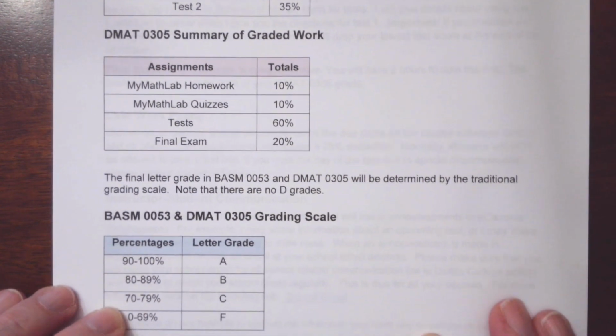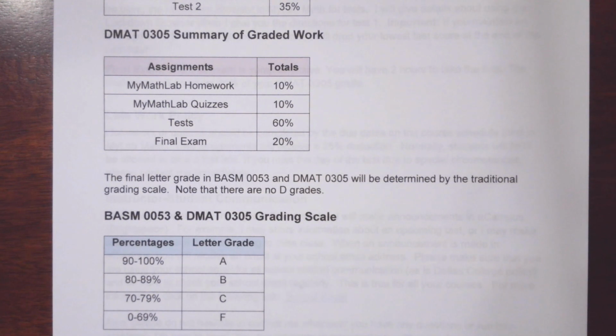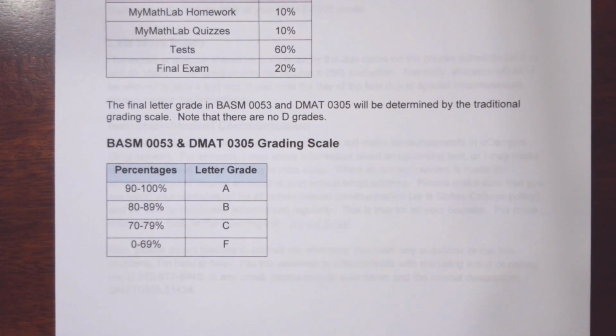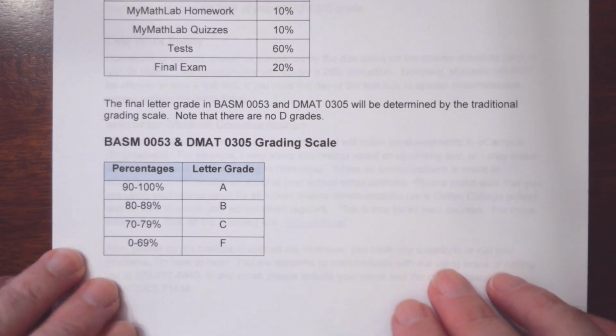What about 0305? Well, notice the percentages are different. This is more in line with what you'll see in a traditional college level math course. So 10% for homework, 10% for quizzes, 60% for tests, and 20% for the final. And this is the traditional grading scale. You will notice there are no D's. These are not considered college level courses, and you have to pass or fail. There are no D's. So make sure you're doing C work. All right, let's move on.